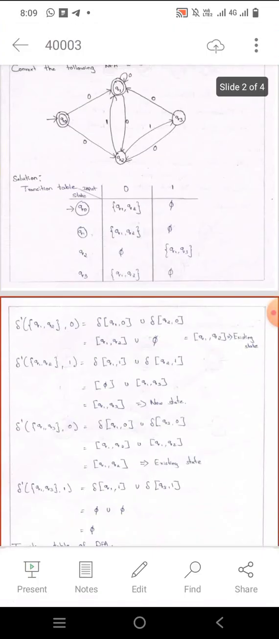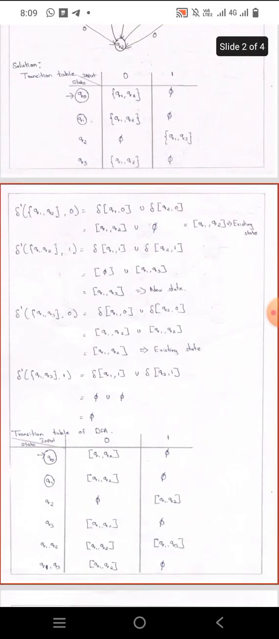See the left hand side: transition of Q1 comma 0 union transition of Q2 comma 0. So what is transition of Q1 comma 0? See from the above table, it is nothing but Q1 Q2, union transition of Q2 comma 0. From the above table, what is Q2 comma 0? It is null. So if we union this, we will get Q1 comma Q2. So now we are comparing Q1 Q2 with 0 and also 1. So I am writing that as an existing state.